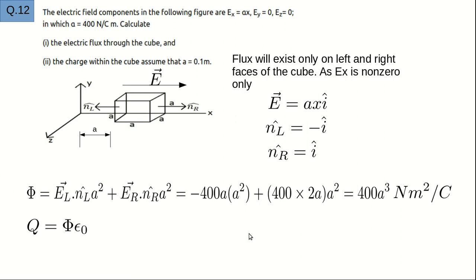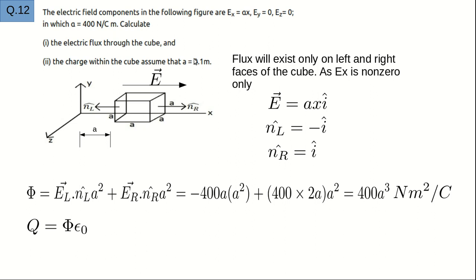So now the next example. We have an electric field component for the following figure. This cube is placed in an electric field, as you can see in the figure, and the electric field components are like this: Ex is equal to Ax, Ey equal to 0, Ez equal to 0, and A is basically 400 Newton per coulomb. Calculate the electric flux through the cube and the charge within the cube, assuming that a is 0.1.